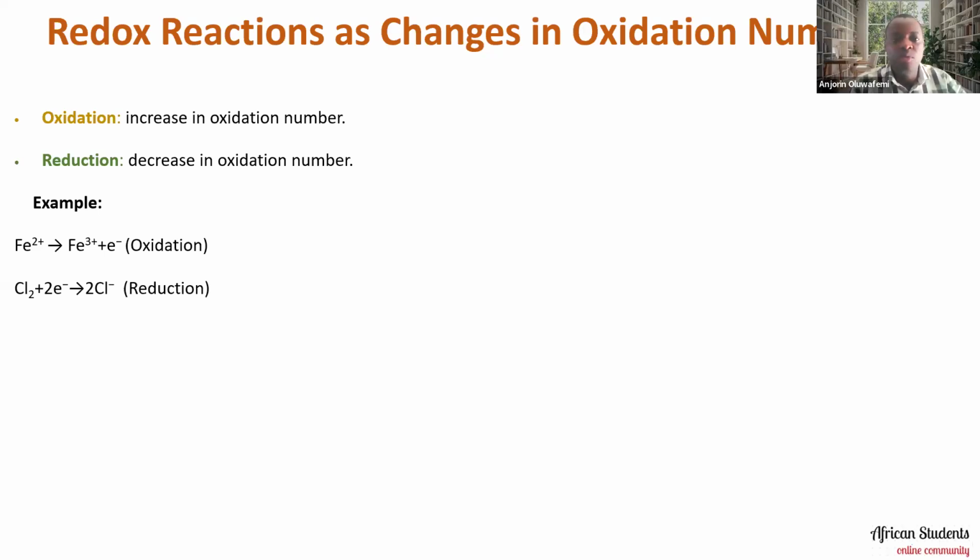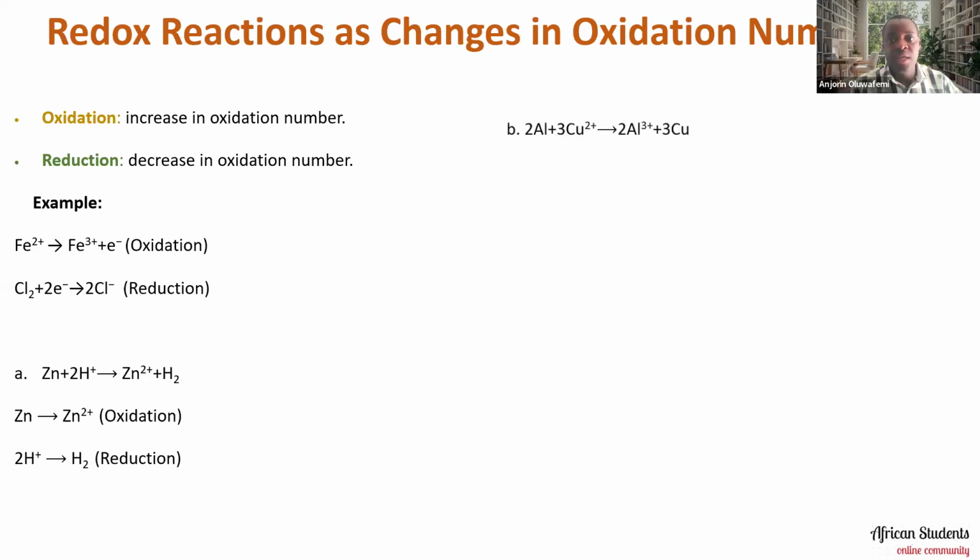So this is another one. We have zinc plus 2H+ to give us zinc 2+ plus H2. What we see is a transition in zinc from zinc 0 to zinc 2+, that's an increase in oxidation number. So that is oxidation. And then the converse we see in hydrogen moving from +1 to 0. So that's reduction. So that's redox reaction as changes in oxidation number.